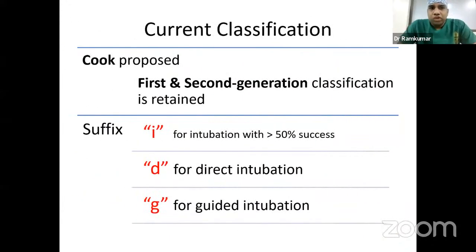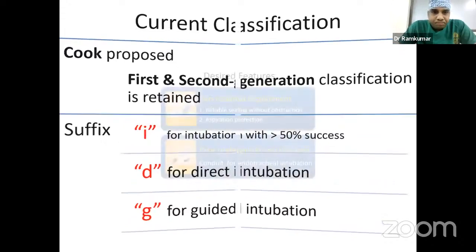But what Tim proposed is that this advantage of the Baska mask is not proven by evidence. So there's a lack of evidence on this. What he said is the classification as first and second generation is retained, and the Baska mask is still the same in the second generation devices, and he suggested a couple of suffixes. A second generation device with the suffix I is meant for devices which have an intubation success rate of more than 50%. If the suffix D is used, that is for direct intubation. If suffix G is used, that is for guided intubation.